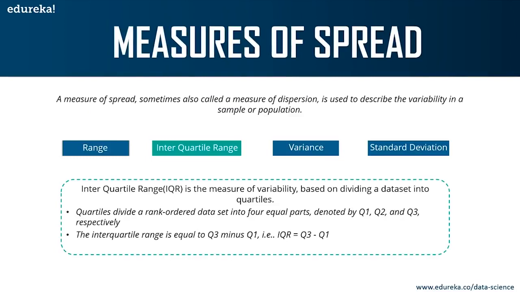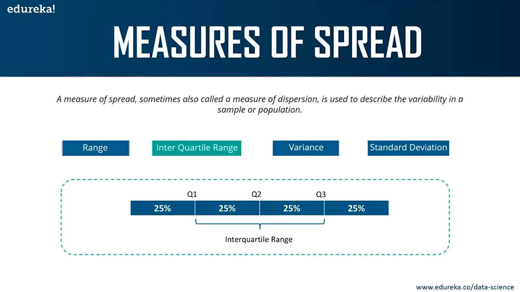Now let's look at what is interquartile range. So IQR or the interquartile range is a measure of variability based on dividing a dataset into quartiles. Now the interquartile range is calculated by subtracting Q1 from Q3. So basically Q3 minus Q1 is your IQR. Alright. Each quartile represents a quarter, which is 25%. So guys, I hope all of you are clear with interquartile range and what quartiles are.